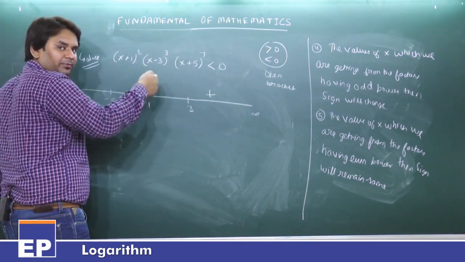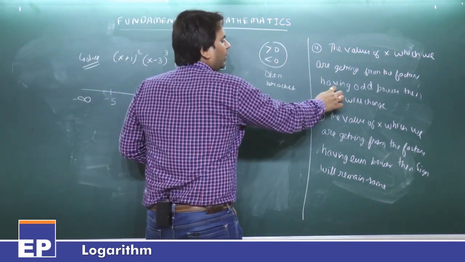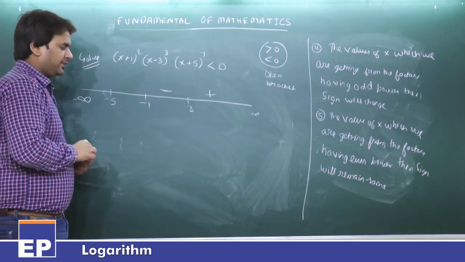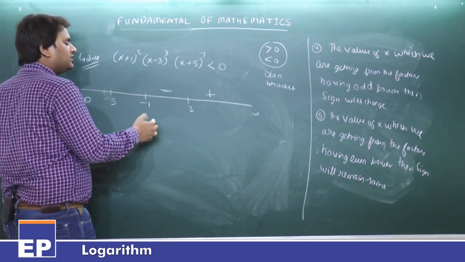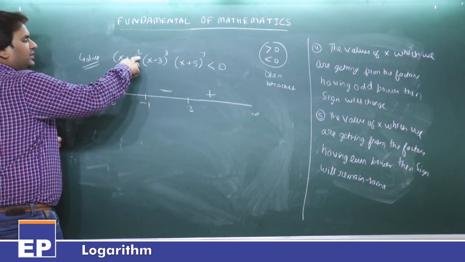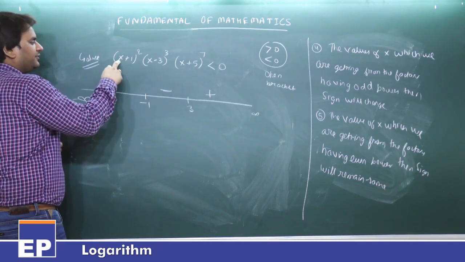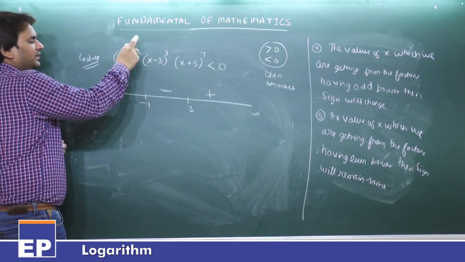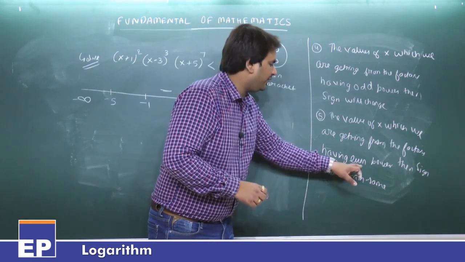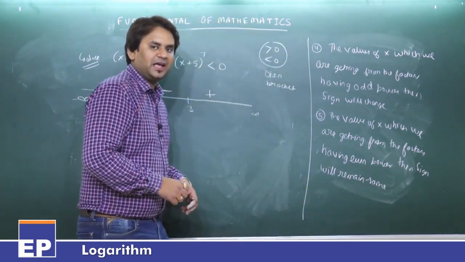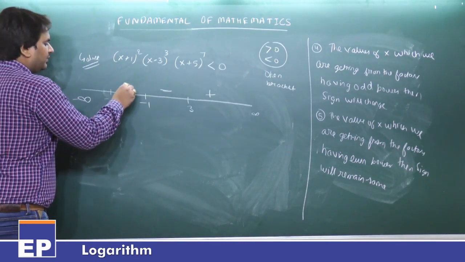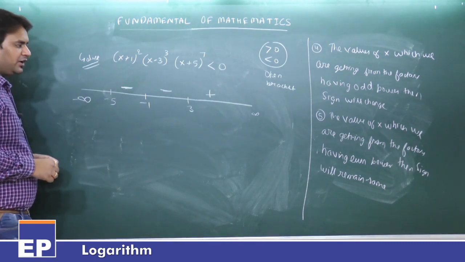The power on x minus 3 is 3, and 3 is an odd number. What is the property of odd? With an odd power, the sign will change. Now the sign will change: plus will convert into minus. Move forward. When we reach minus 1, what will happen? We are getting minus 1 from the factor x plus 1, and the power of this factor is even, 2. If it is an even number, then the sign will remain the same. This is minus already, so the sign will be minus. The sign will remain the same.